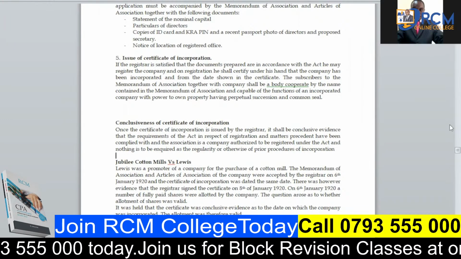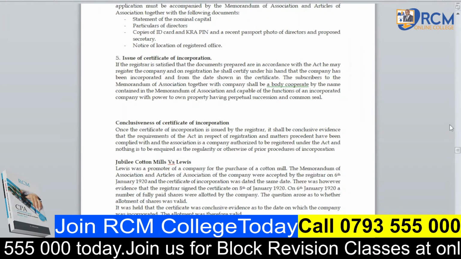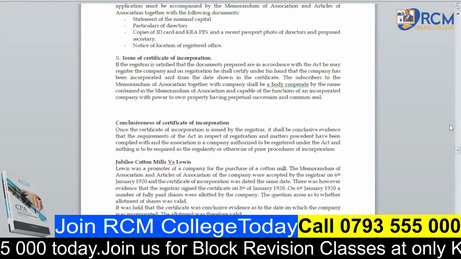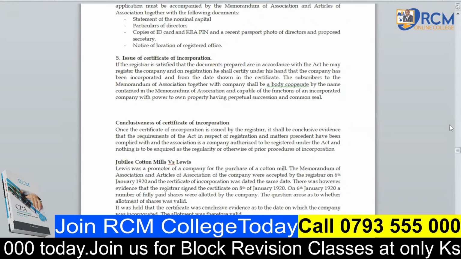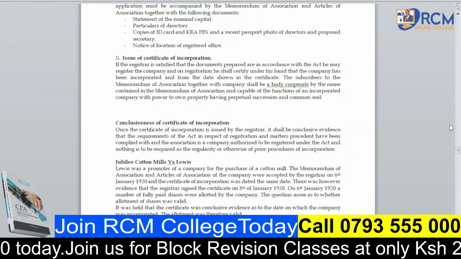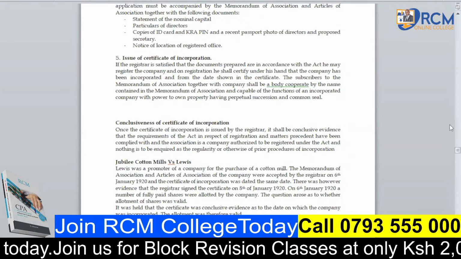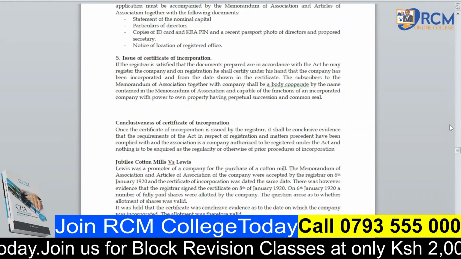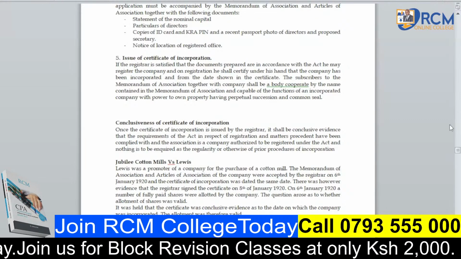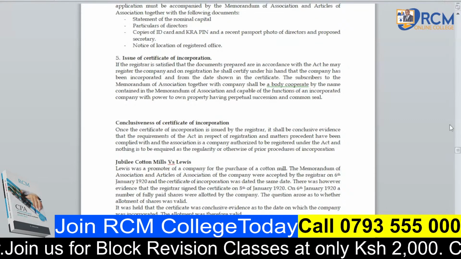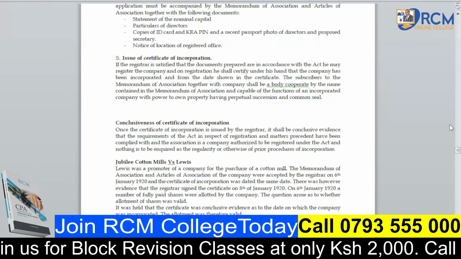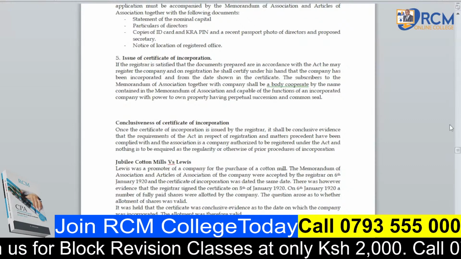So that date is important. The registrar accepted them on 6th of January 1920, and the certificate of incorporation was dated the same date. So you can see what actually happened. The certificate of incorporation was dated 6th of January, the year 1920. There was, however, evidence that the registrar signed the certificate on 8th of January. So 2 days later is when the registrar actually signed the certificate of incorporation.